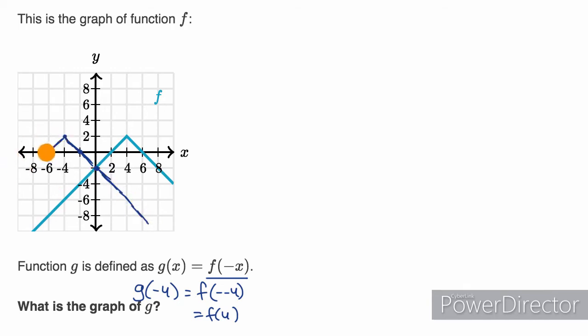Once again, g of negative 6 would be the same thing as f of 6. And so that would be the graph of g. And if you're doing this on Khan Academy, you'd pick the choice that looks like this. That would give a reflection over the y-axis.